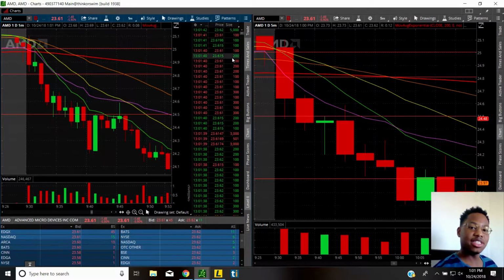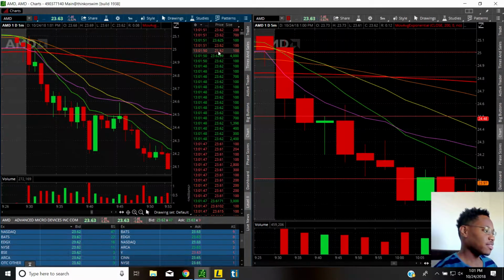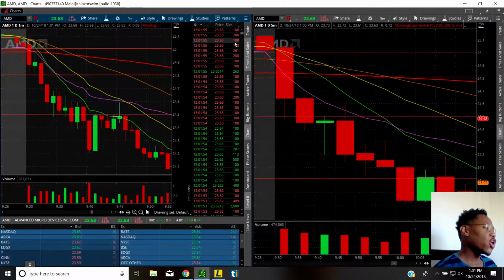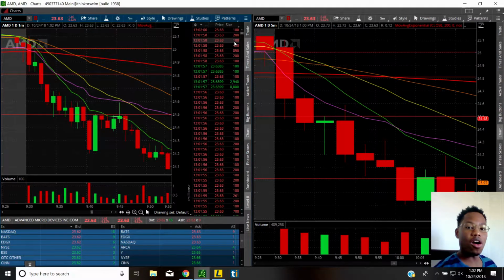Moving on, these three columns here represent the time and sales. Time and sales allows you to see every transaction that is affecting the price action of the stock. The first column is the time of the transaction. The second column is the price of the transaction. And the third column is the size of the transaction. These are the number of shares that are being bought or sold.